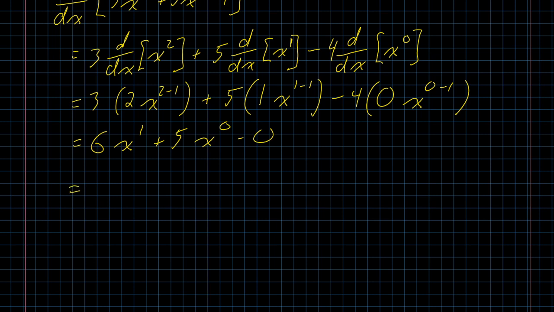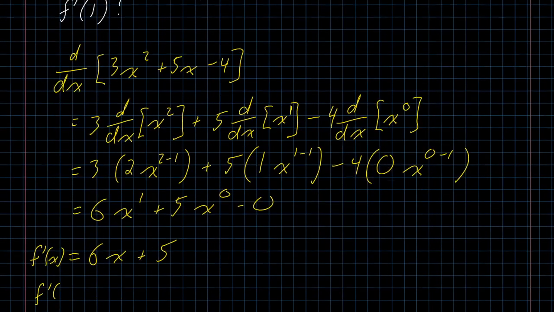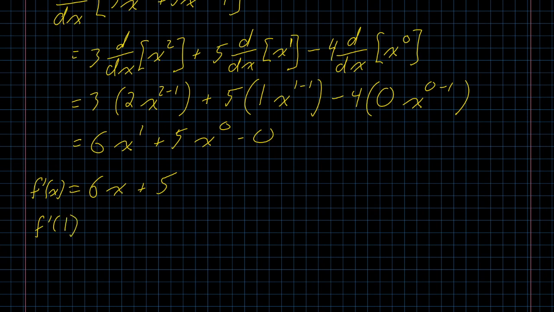One more bit of cleanup. x to the first power is just x. x to the 0 power is 1, and multiplying anything by 1 doesn't change it. So I can write this as 6x plus 5. Right? This is my derivative function, f prime of x. And if I wanted to evaluate f prime of, I've already forgotten, f prime of 1, I can just evaluate this function. 6 times 1 plus 5 is 11.